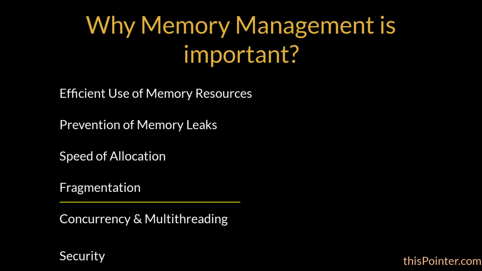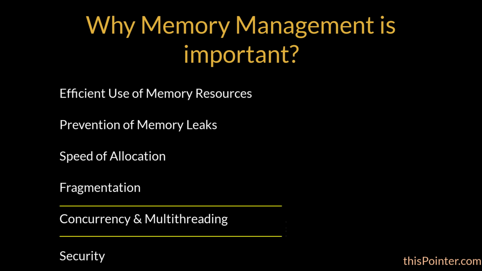The next point is fragmentation. Fragmentation occurs when memory is allocated and deallocated frequently, and the whole heap area gets broken into many small non-contiguous free blocks. This can make it impossible to allocate larger blocks of memory. This can slow down the application. To minimize fragmentation, good memory management techniques can be used.